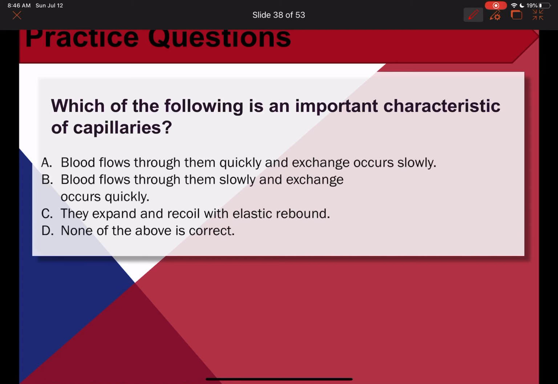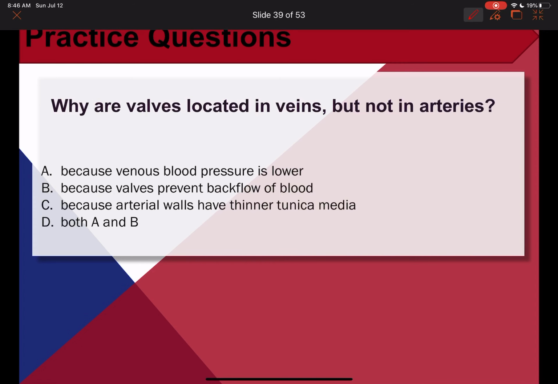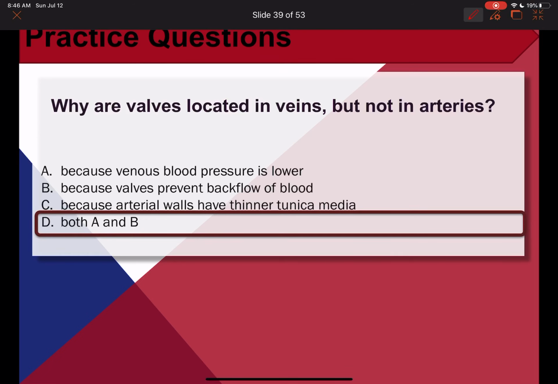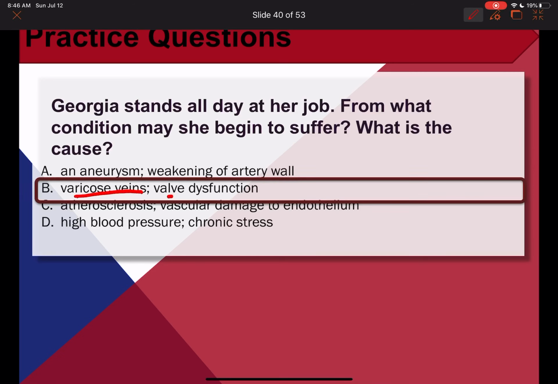Okay, which of the following is an important characteristic of capillaries? Blood flows through them slowly and exchange occurs quickly. Why are valves located in veins and not arteries? Because venous blood pressure is lower, and valves are able to prevent the backflow of blood when fighting gravity. Georgia stands all day at her job. From what condition may she begin to suffer? What is the cause? Varicose veins due to valve dysfunction.